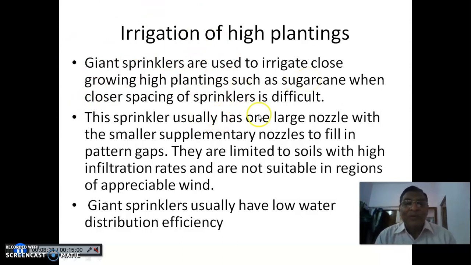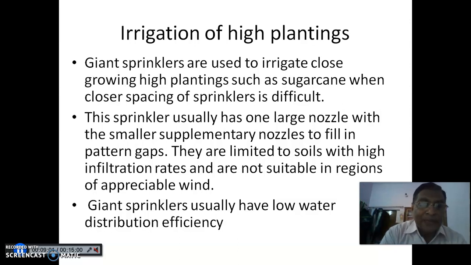Okay, this sprinkler usually has one large nozzle with the smaller supplementary nozzles to fill in pattern gaps. Okay, they are limited to soils with high infiltration rates and not suitable in regions of appreciable wind, because when the height is more, the wind effect is very high. That's why you cannot have these JNTUH sprinklers when the wind is more.